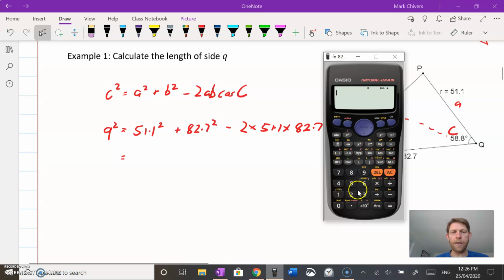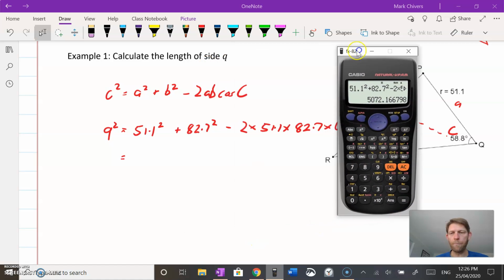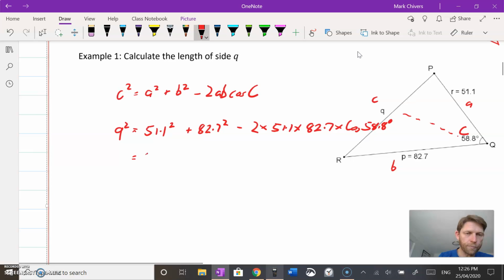So this is quite a lot to get in my calculator. I've got 51.1 squared. Then I'm going to add to that 82.7 squared. Then I'm going to take away from that 2 times 51.1 times 82.7. We're now at the stage where I've covered up what I've got there, and then that's going to be multiplied by cos 58.8. We plug that all into our calculator, we press equals, and we're going to get a big number. So that's going to be 5072.167, we'll say.